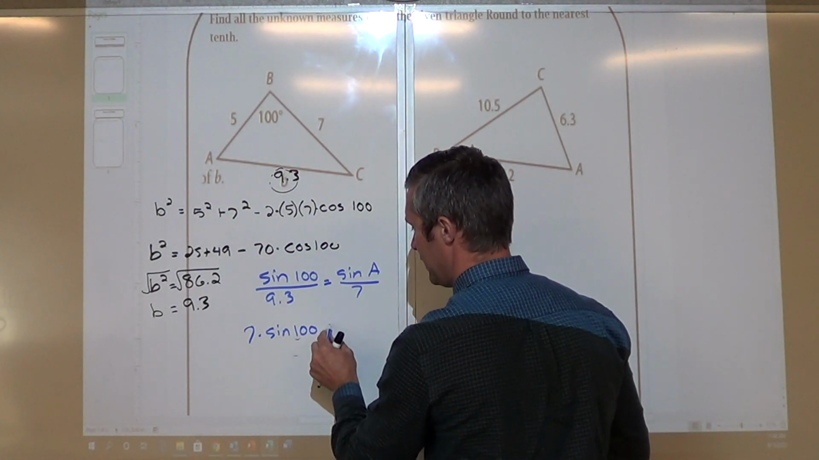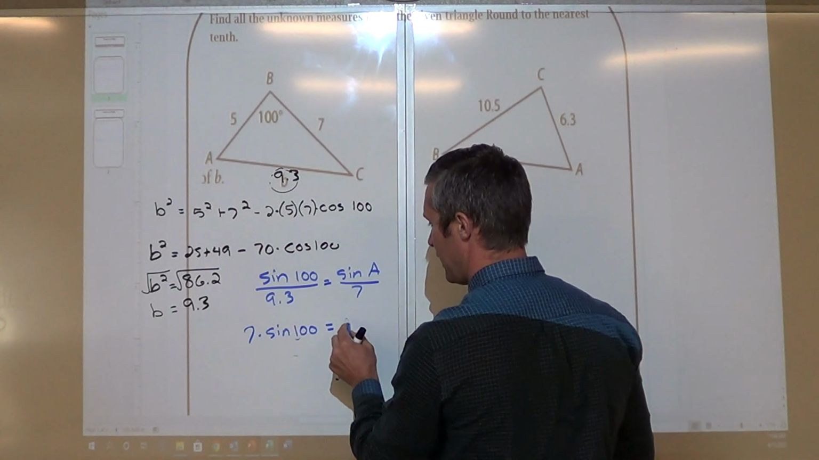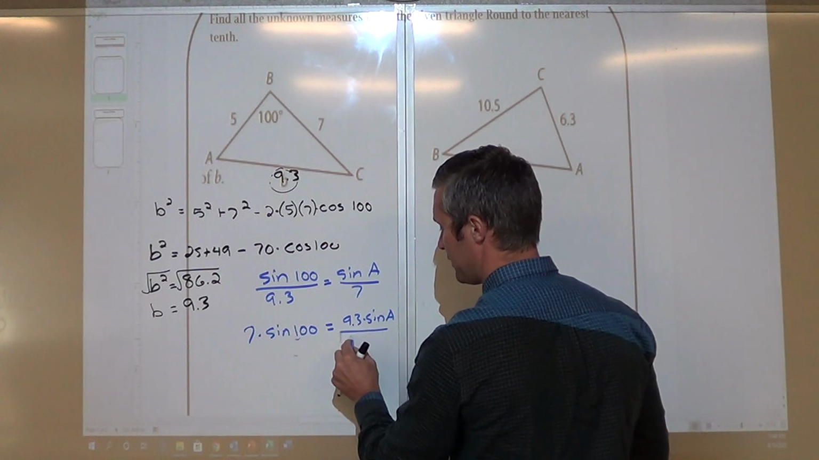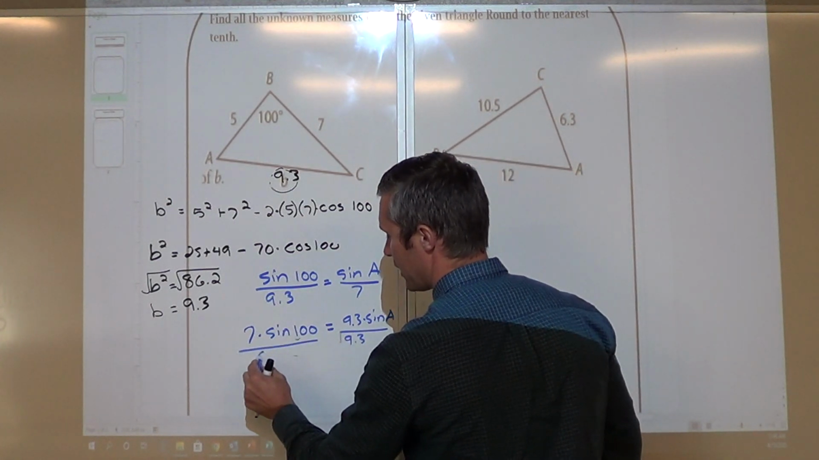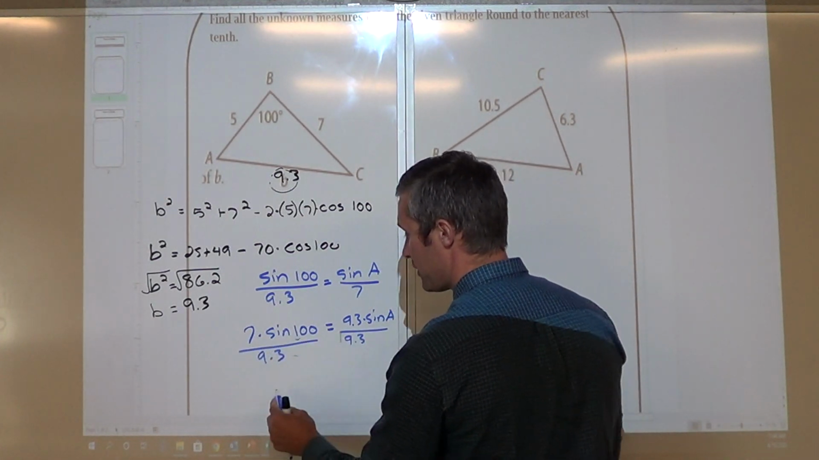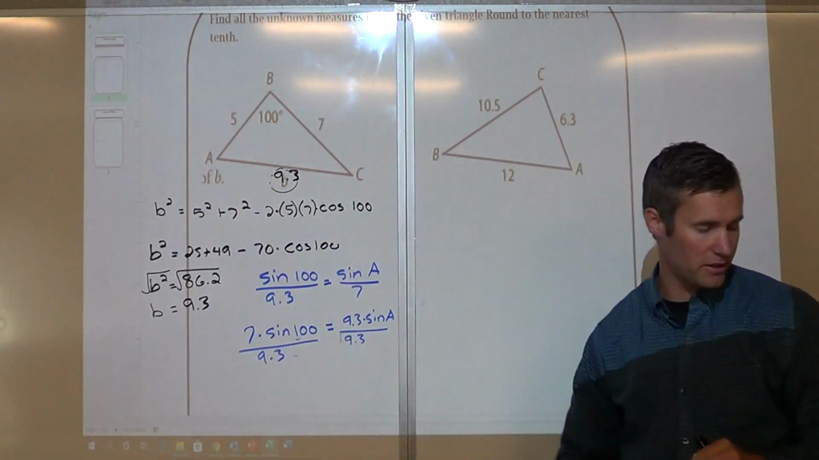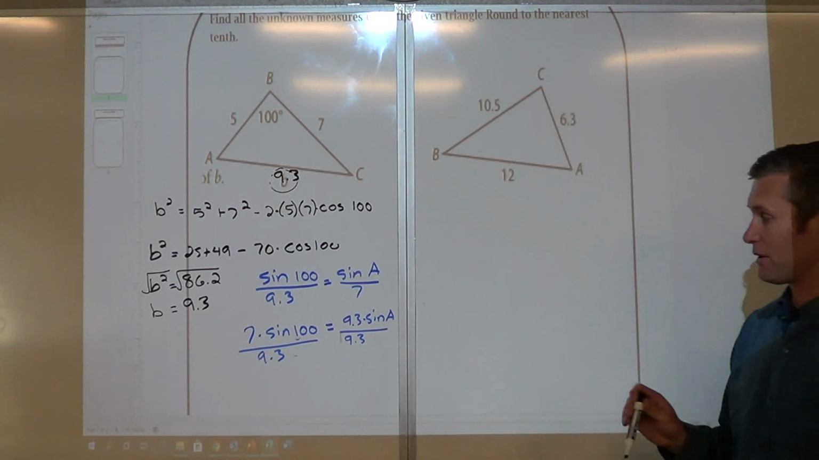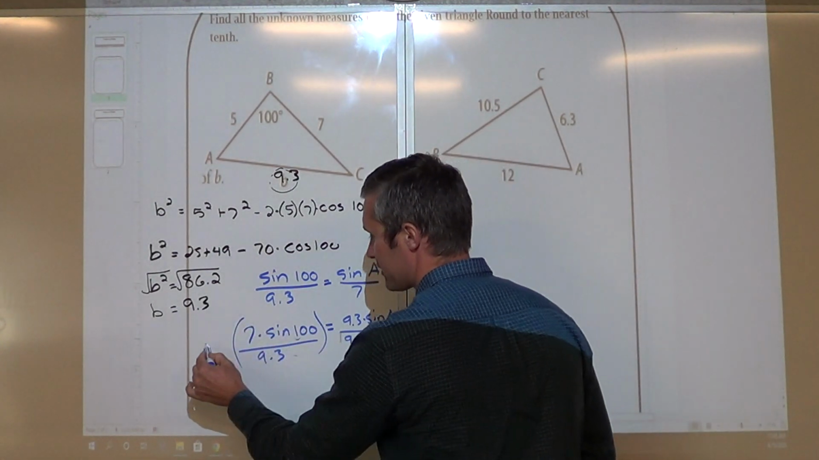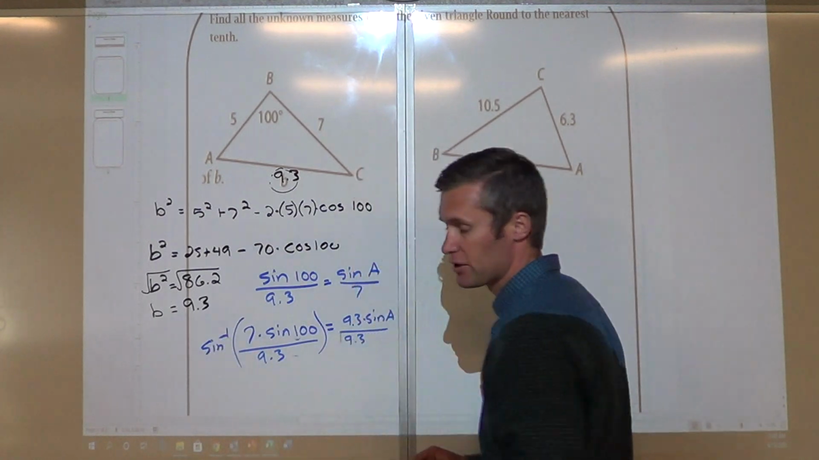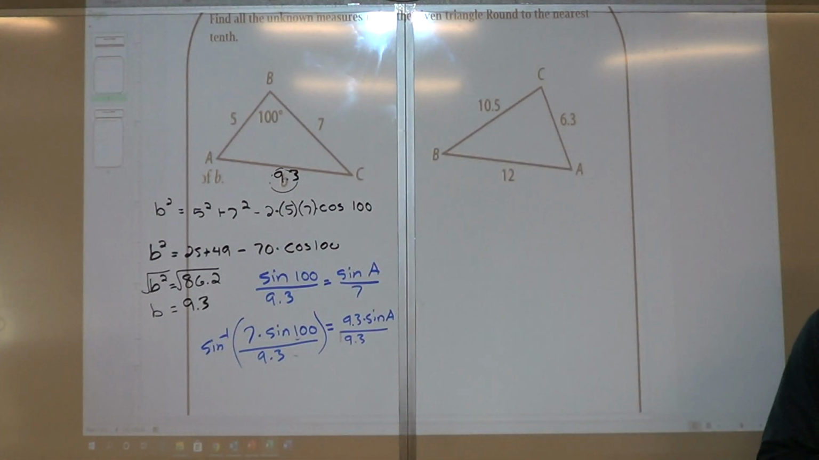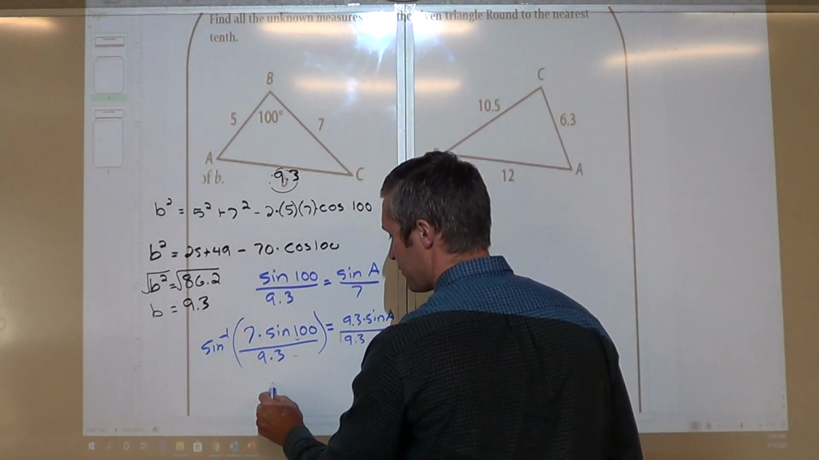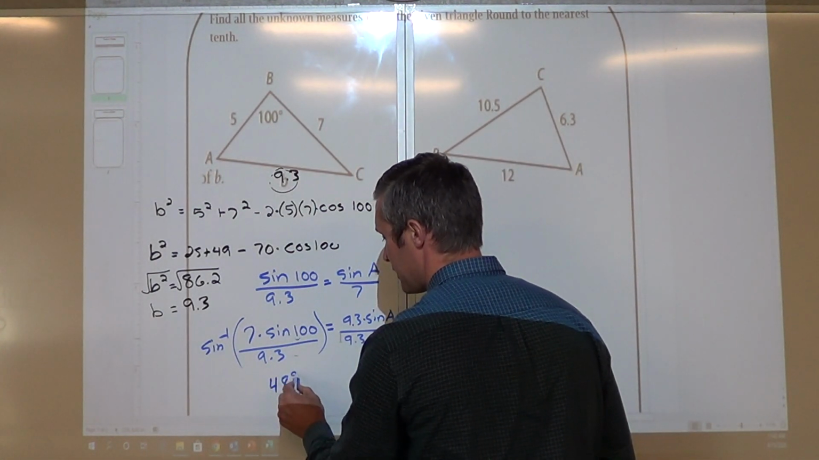There you go. Equals 9.3 times sine of A. So I divide by 9.3, divide by 9.3. So when I do this, just to let you know, if I go 7 times sine 100, and I'm going to do the inverse sine of all of this, sine inverse. When I do that, I'm going to get 48 degrees. So 48 degrees equals A.